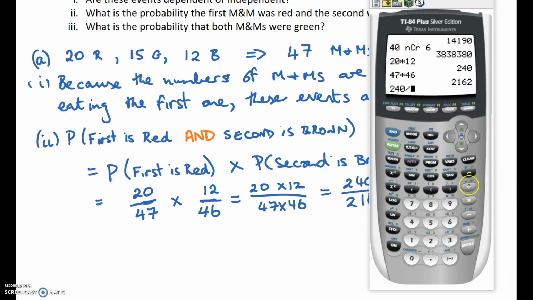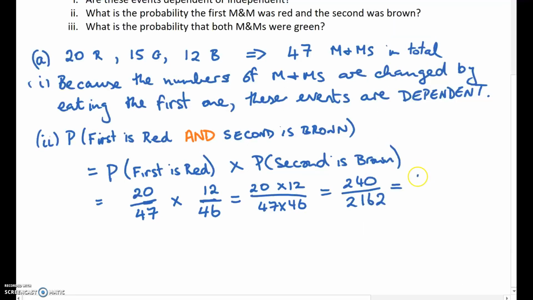And since we're using our calculator, let's bring that up. 240 divided by 2162 is that expression there, but we can turn that back into a fraction in its lowest terms by hitting Math, Enter, Enter. 120 over 1081. Okay, so that is the probability that the child will take out a red M&M first, eat it, and then take out a brown M&M.